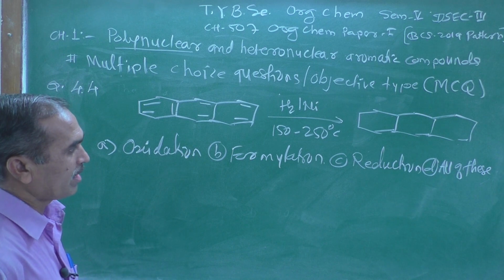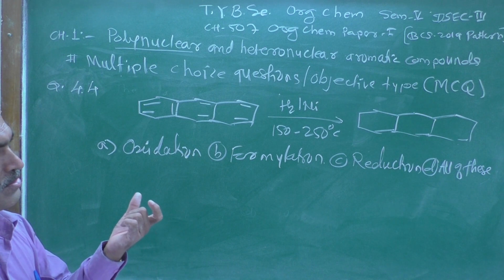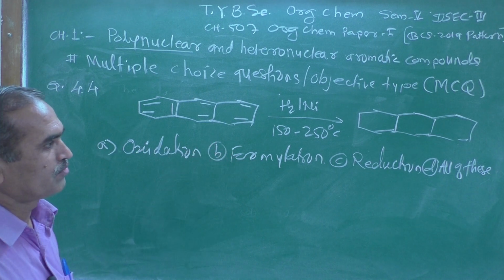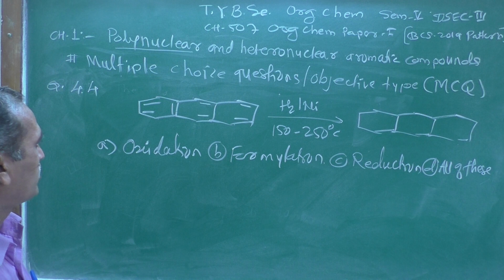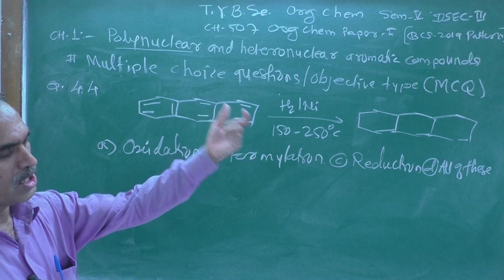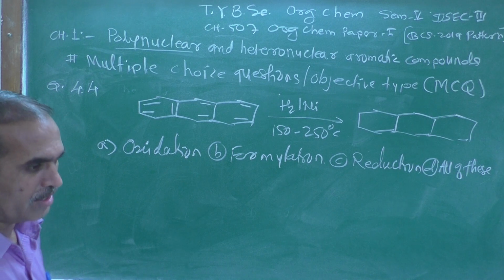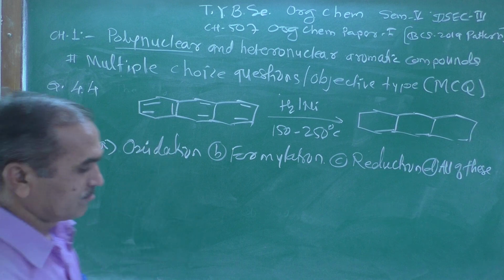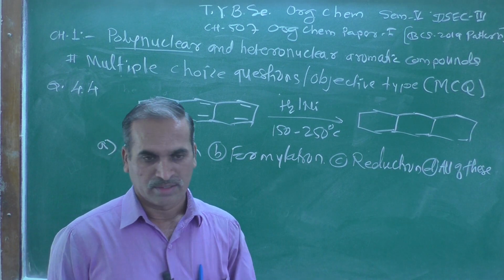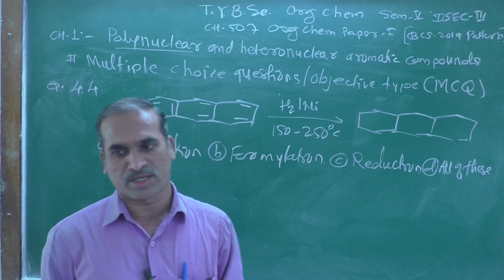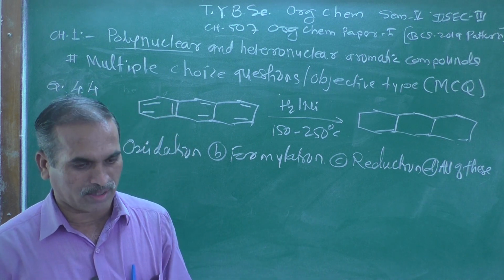That type of non-aromatic compound is obtained. You just find out the correct answer from the four alternatives given: oxidation, formylation, reduction, all of these. What do you think? Which will be the correct answer? The correct answer depends on knowing the definition of oxidation and reduction in organic chemistry.